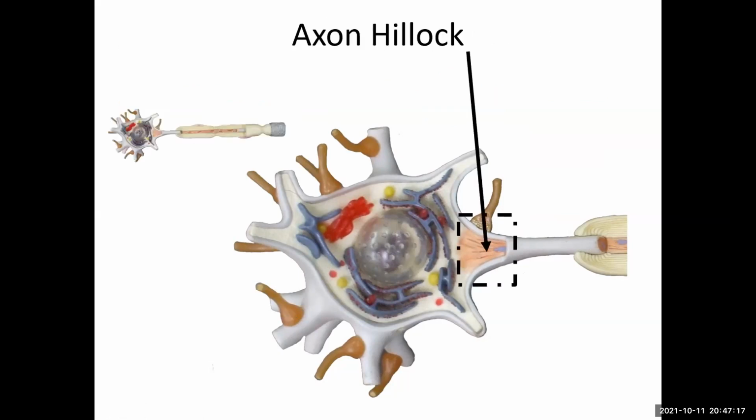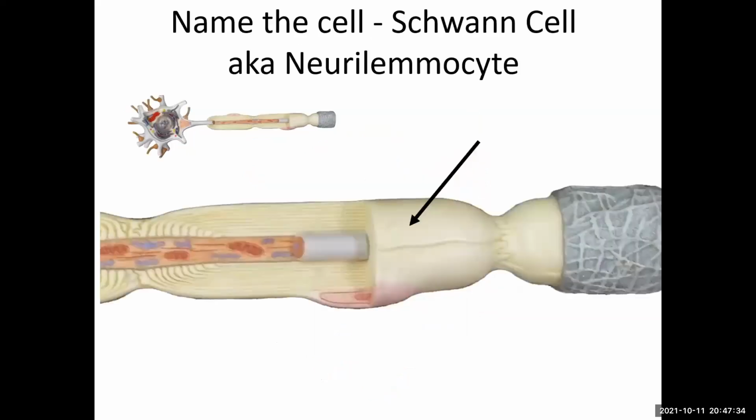So there's our axon hillock. Again, almost guaranteed that you might see it on a test question. The axon hillock is the area in which we initiate or generate an action potential. And then covering the axon of our neuron is our neurolemmacyte, or our Schwann cell.